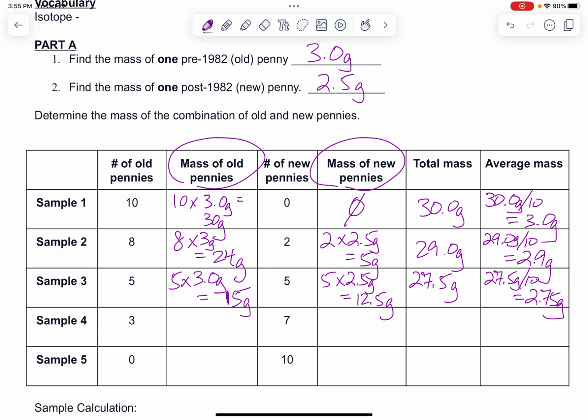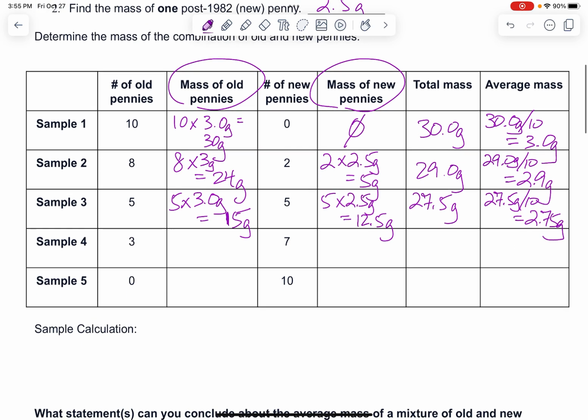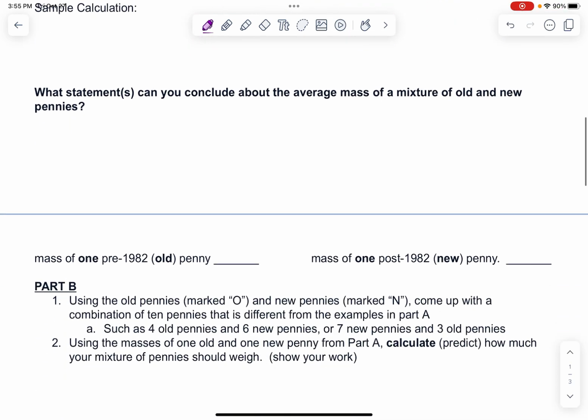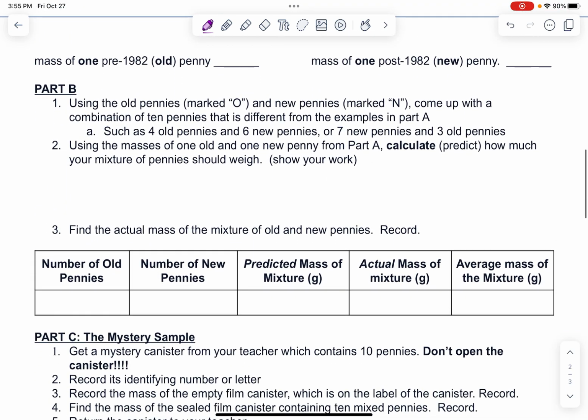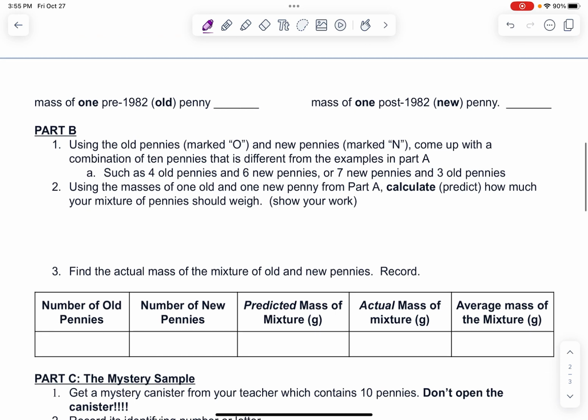All right, so that's the idea in our penny lab. And what we can do then is use this same idea to figure out what a mixture of different pennies would weigh, even if we weren't able to count them out. And that's what we have for our next pieces.